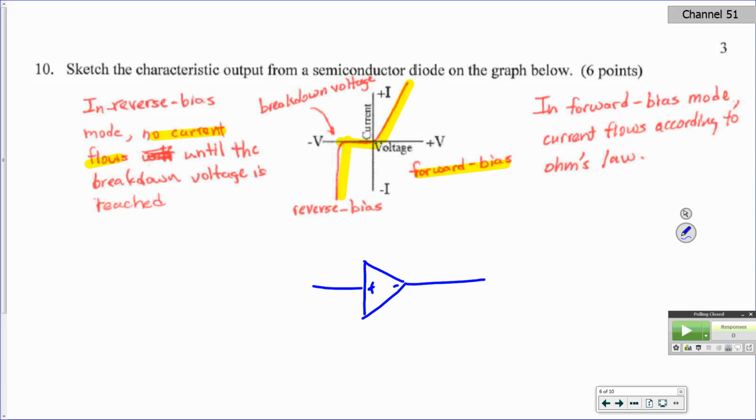Is it hooked up so that the positive terminal of the source is coming in on the negative side? That would be reverse bias mode. If it was switched around, it'd be forward bias mode.